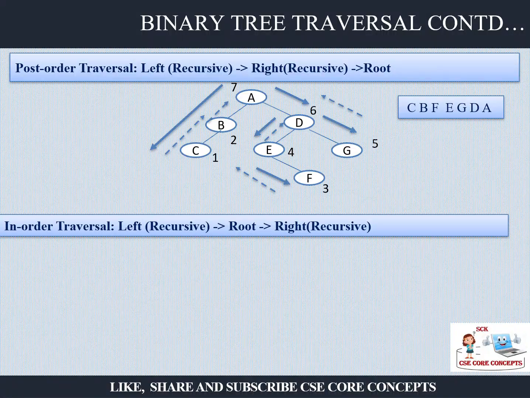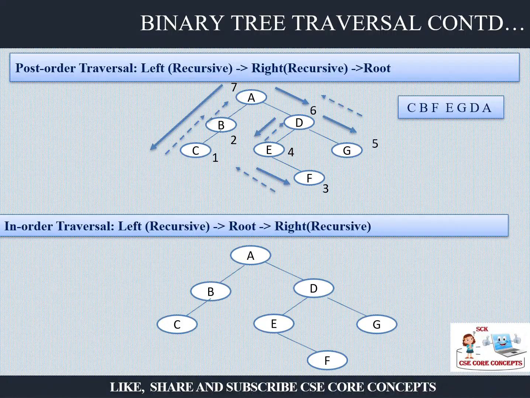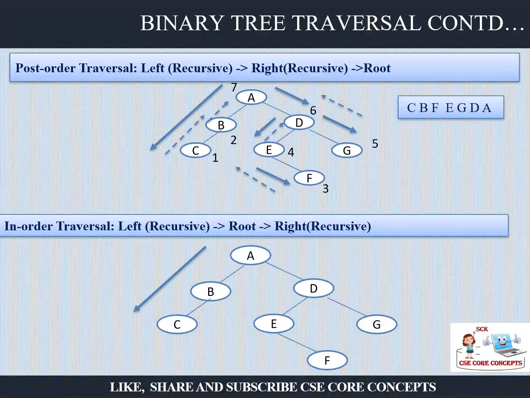And in-order traversal is the third type of traversal, where you first go to the left branch, then root and then right. So let's go to the left side. Who is my root? A. Go to the left of the root, that is B. B's left is C. So first traverse C, then come to B, because it does not have any right. So go back to A. So C, B, A.